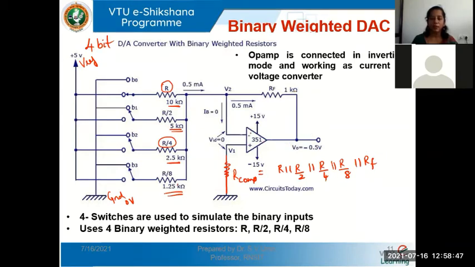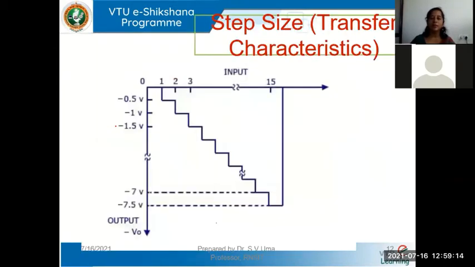You can use any op-amp, 741, 351, whatever. The power supply given to the op-amp is plus 15 and minus 15. And it is connected as an inverting summing amplifier. So the op-amp is connected as an inverting summing amplifier circuit. As I told you, 4 switches are used to simulate the binary inputs as ones or zeros. Let us try to analyze this circuit and find the expression for output voltage.